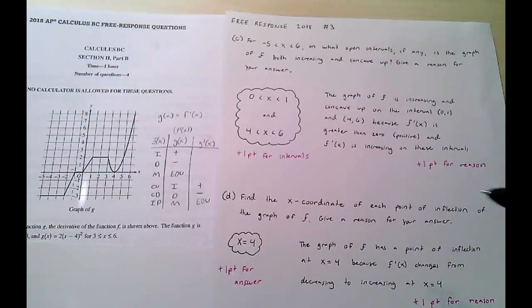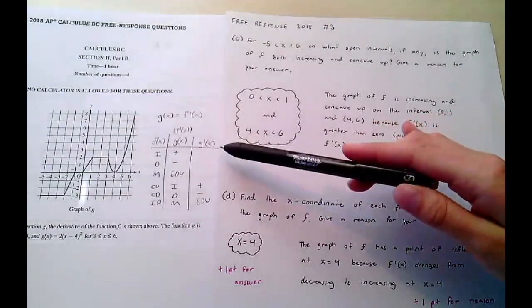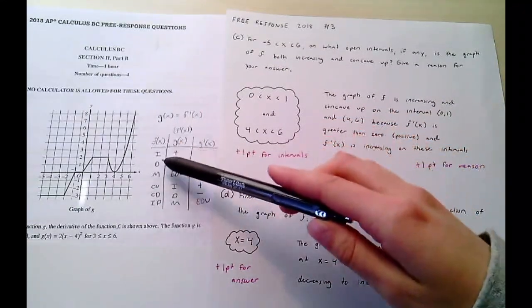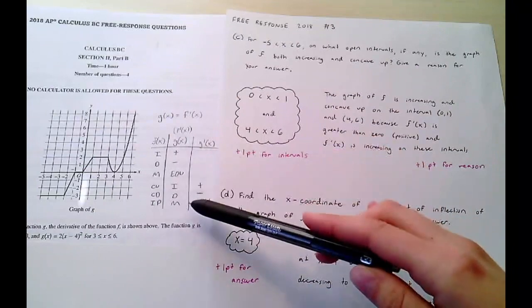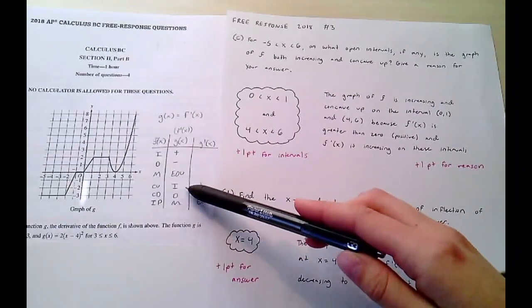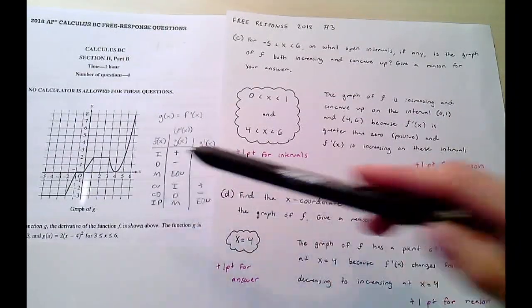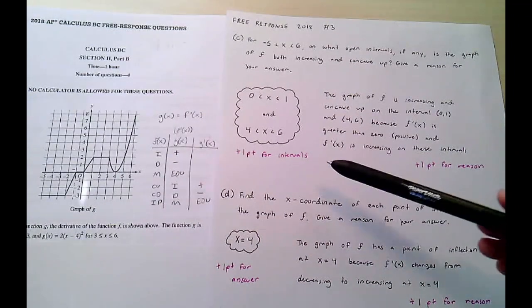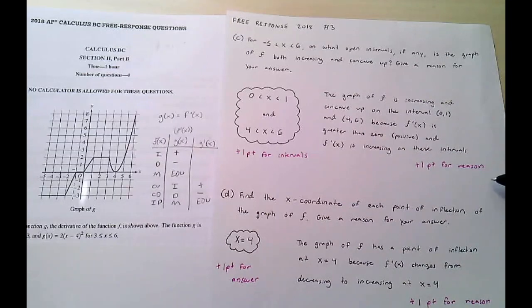You can also confirm this by looking at an IDM chart where the derivative is positive, the original function is increasing, and if the derivative is increasing, then the original is concave up. Part C is worth 2 points. You get 1 point for the correct intervals and 1 point for a reason.